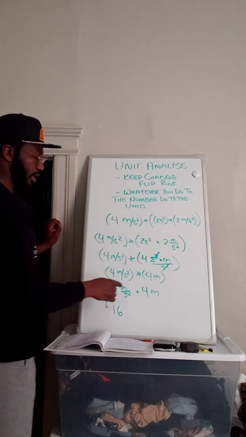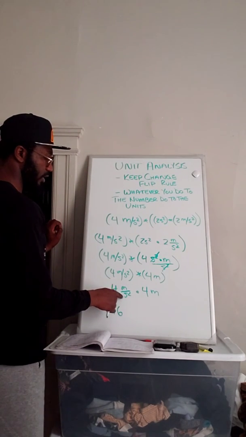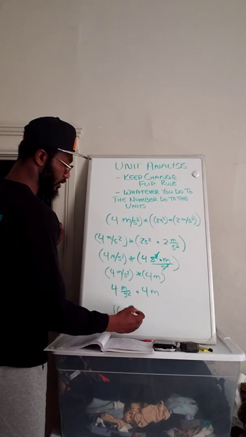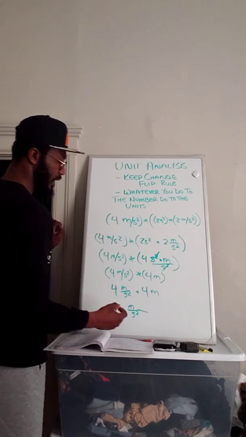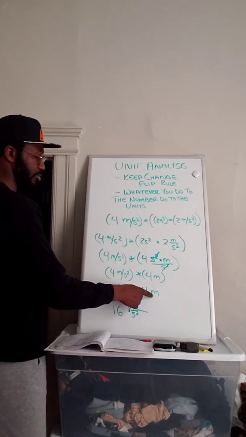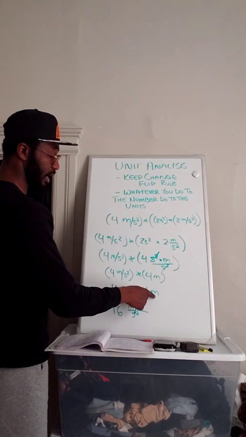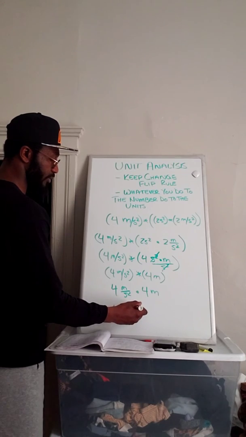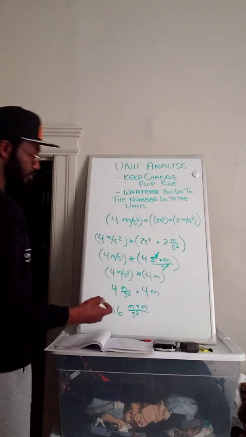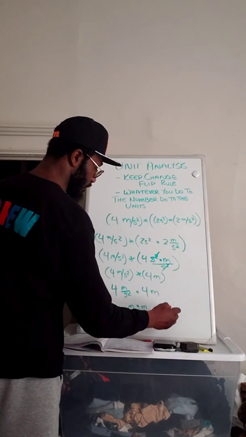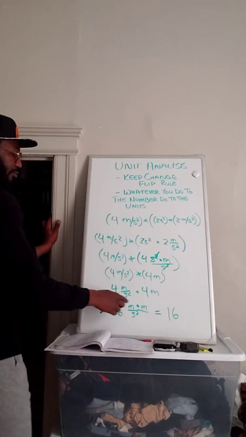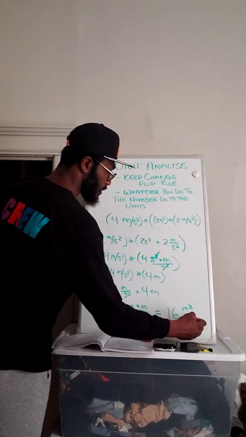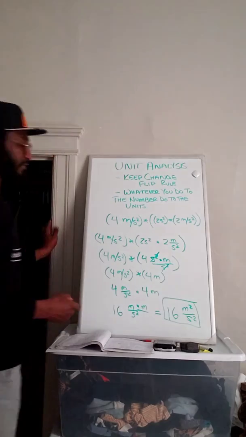Both in the numerator. Now this m is in the numerator. This s squared is in the denominator. So that's m in the numerator, s squared in the denominator. Okay. And now this m is not underneath a division sign. So that means it's in the numerator. So this m is going to join this other m in the numerator. Okay. So that means my final answer is going to be 16. Now I got meters times meters, which is meters squared, over s squared, second squared. So that's going to be my final answer.